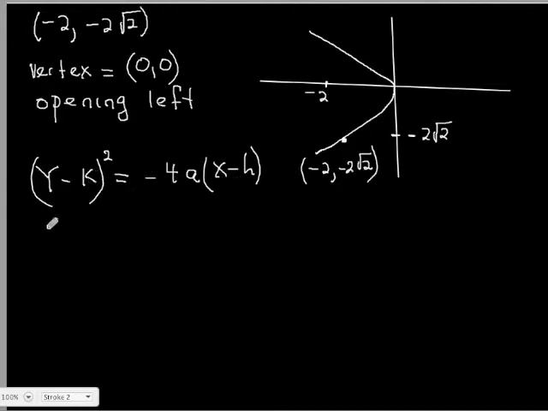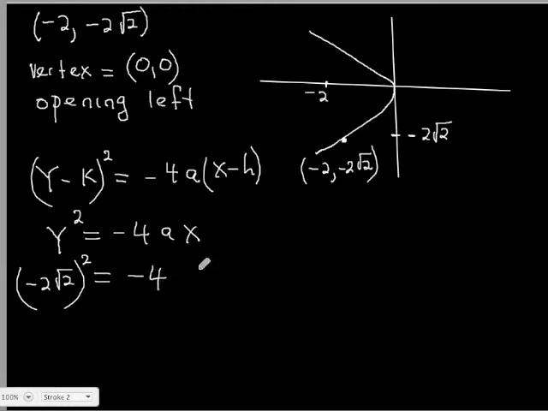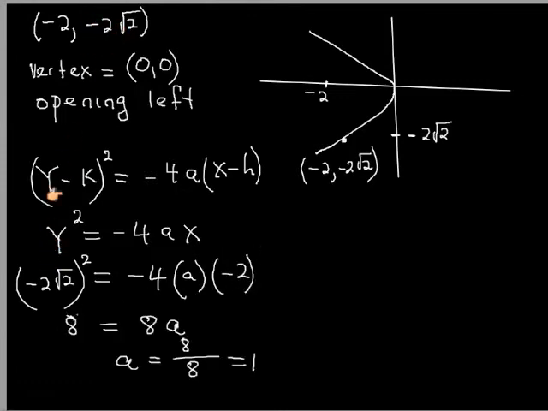K and h are 0, so this would simplify to y squared is equal to -4ax. We have an x and y point here, so (-2√2) squared is equal to -4 times a times -2. Plug in -2√2 for y and -2 for x. Simplify this. -2√2 squared: 4 times √2 squared, which is 2, is 8. And you get positive 8. -2 times -4 gives you positive 8.